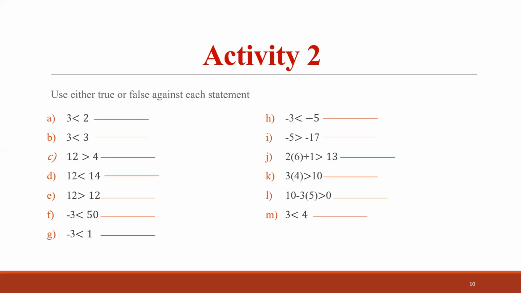Yes. It's false. Then 3 less than 3. It's false. What makes it false? Because it's the same number. So 3 cannot be less than 3. So what is the correct sign there we should use? I think 3 is equal to 3. Okay, that's very good. Thanks very much.